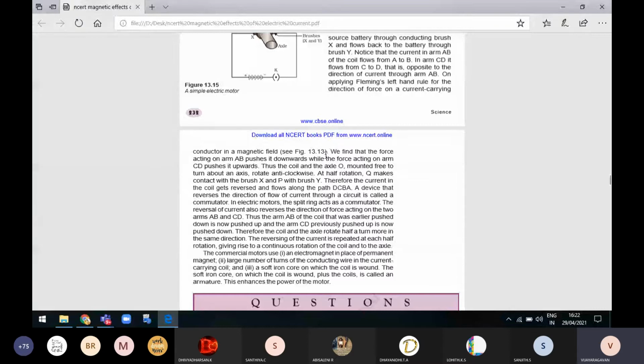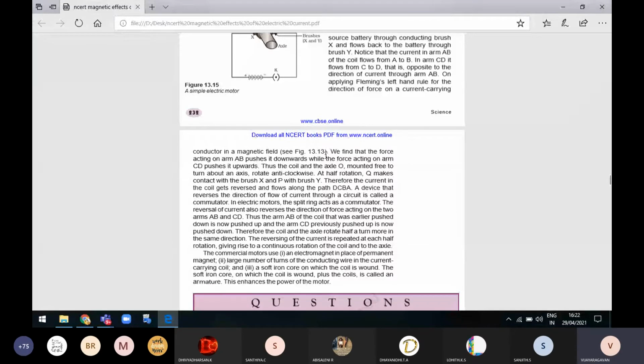Underline the main line: a device that reverses the direction of the flow of current. So a circuit like this is called a commutator. Underline it. In electric motors, the split ring acts as a commutator. Okay? So the reversal of the current also reverses the direction of the force acting on the two arms A, B, C, D.